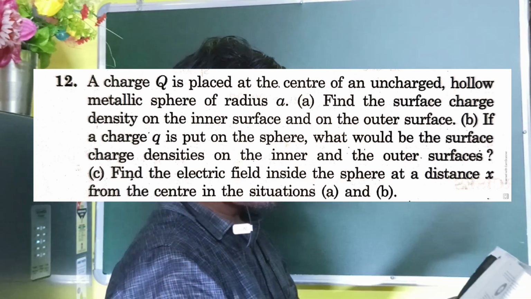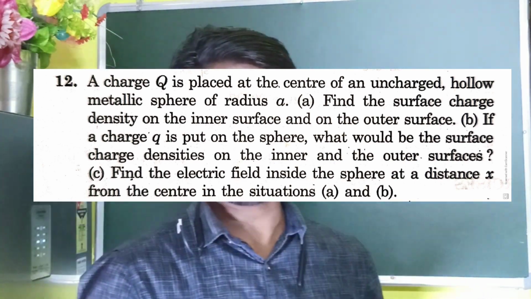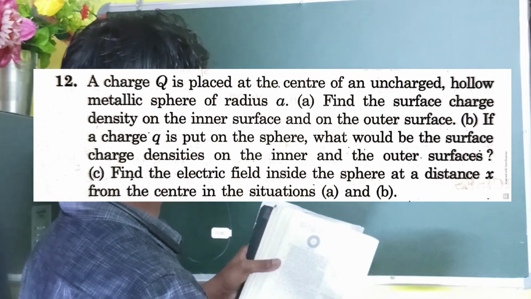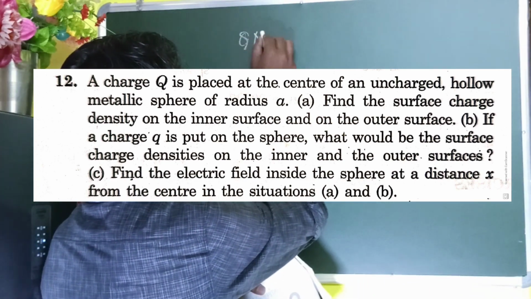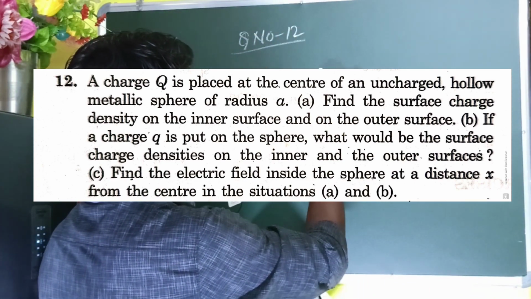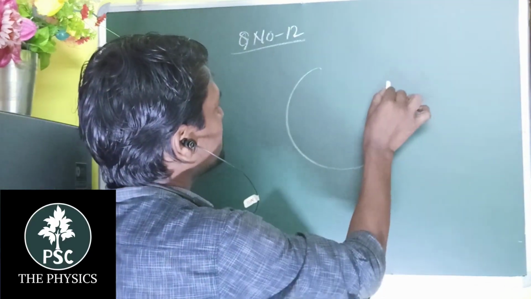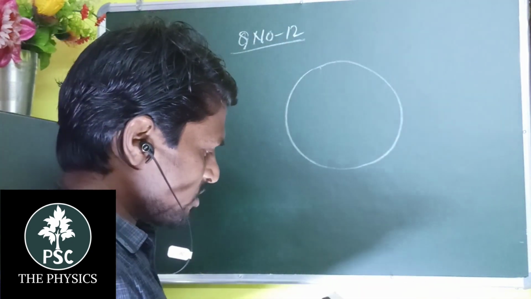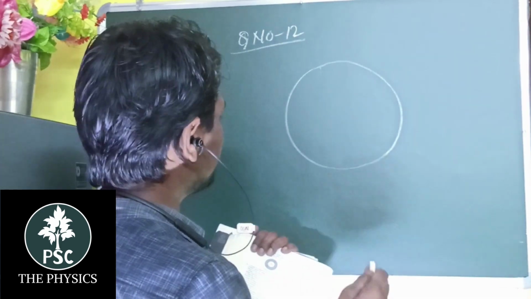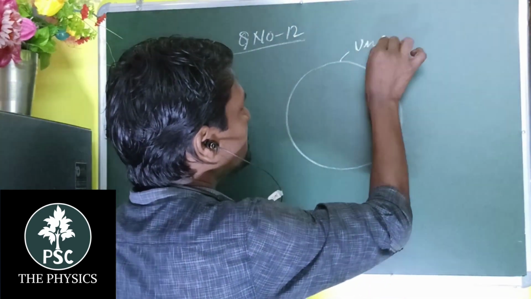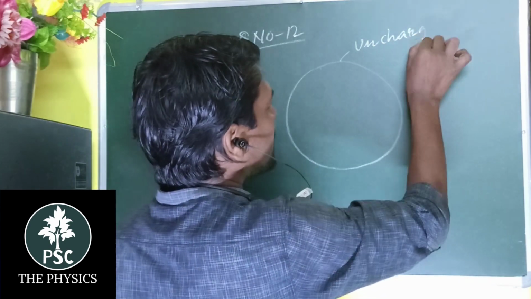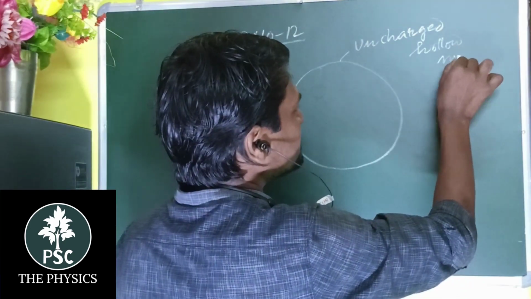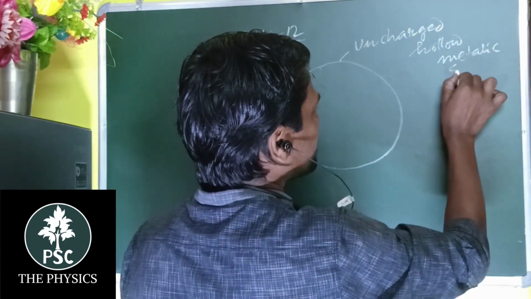Students, question number 12 is: a charge capital Q is placed at the center of an uncharged hollow metallic sphere. There is a sphere, and a charge capital Q is placed at its center. The sphere is uncharged, and hollow, and it is a metallic sphere.